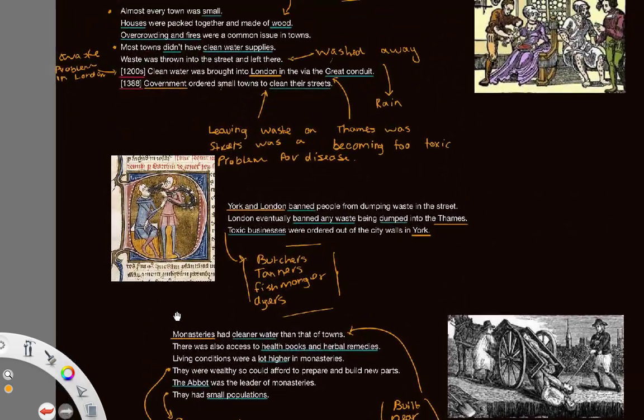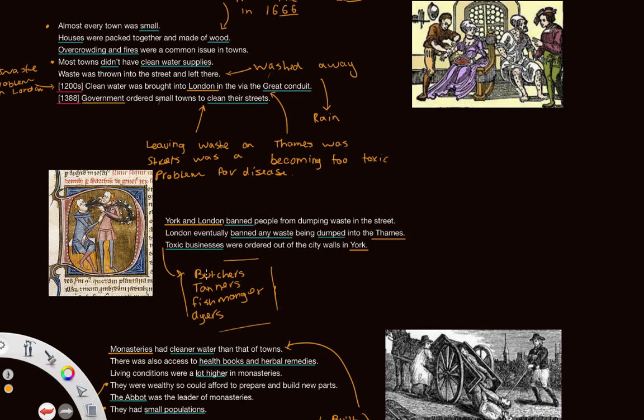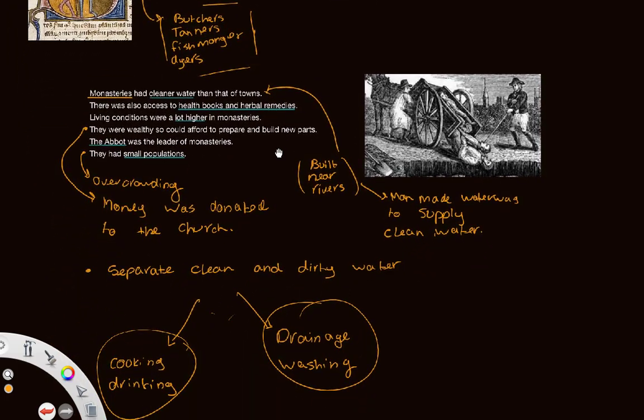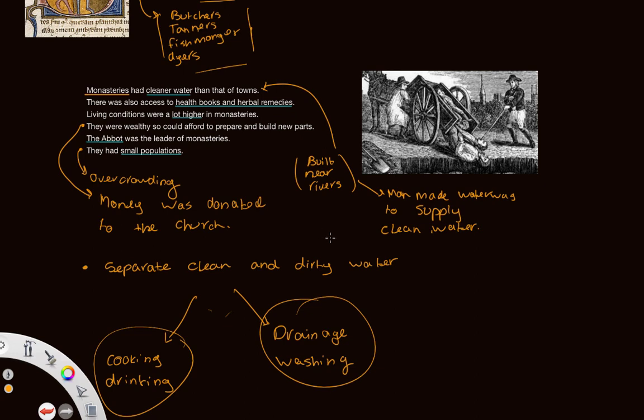So here we have covered very shortly the different policies that were introduced, with the banning of waste being left in the streets. We also have the banning of what we call toxic businesses in York, in the city walls of York specifically, as a way to separate the toxic businesses out from the less toxic ones. And then we also looked at the different hygiene things that were going on inside monasteries.